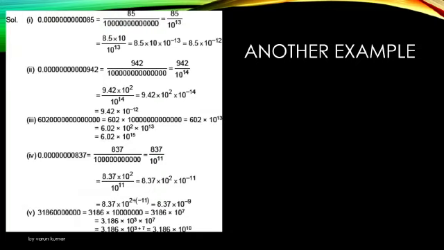Again see another, 837 by 10 to the power 11. Now 837 is changed into a decimal, so we have to multiply 10 to the power 2 by 10 to the power 11 equals 8.37 into 10 to the power 2 into 10 to the power minus 11 equals 10 to the power 2 plus minus 11 equals 8.37 into 10 to the power minus 9. This is very simple, and after seeing these step by step solving processes, you can easily learn how we have to do that.